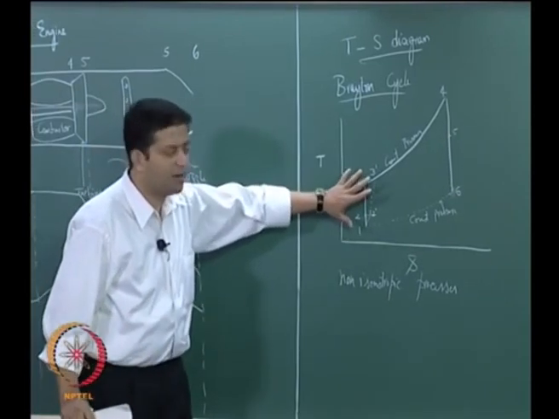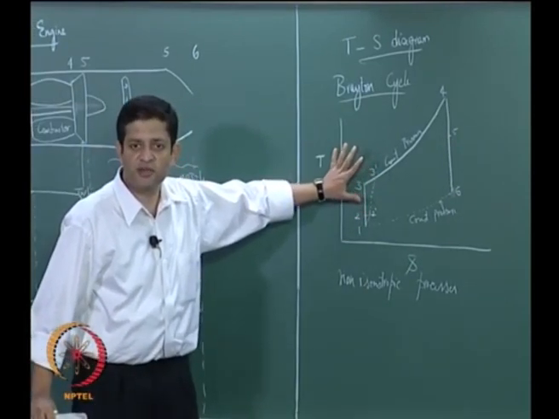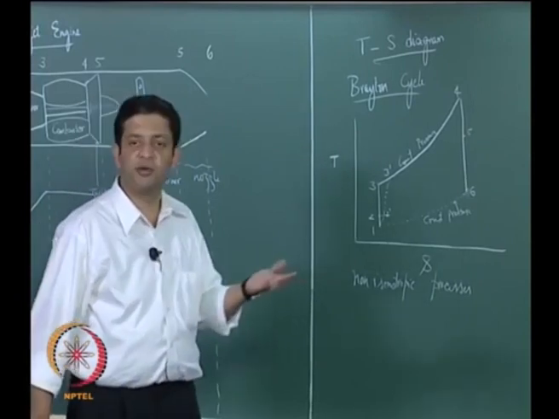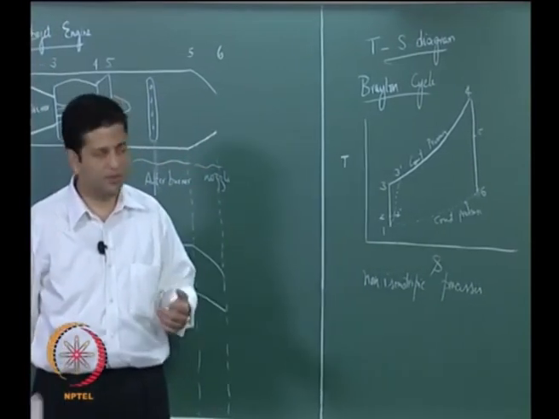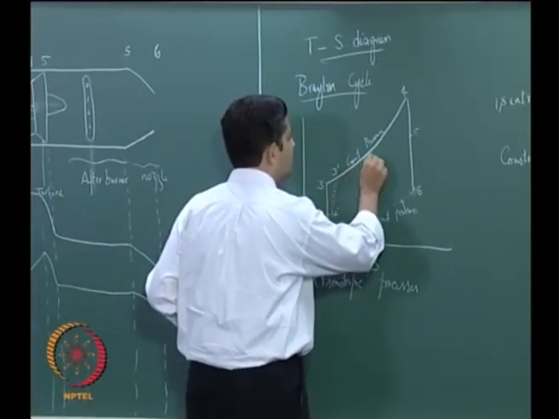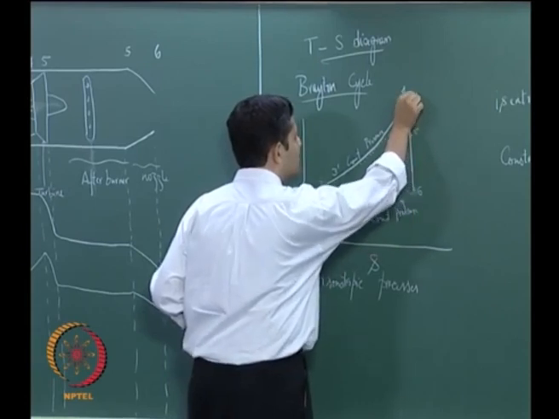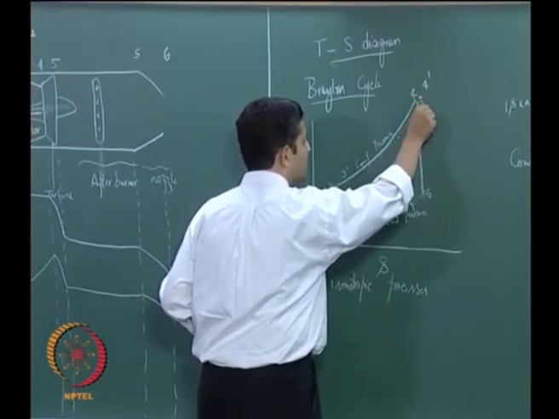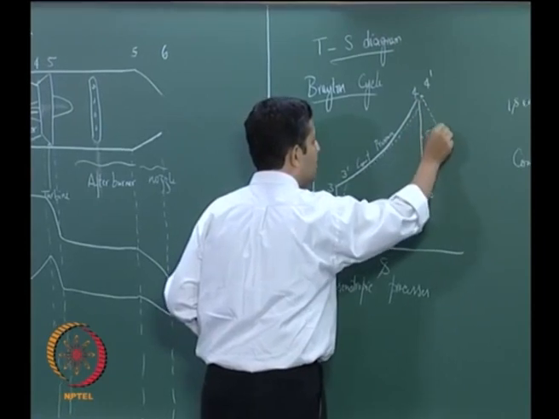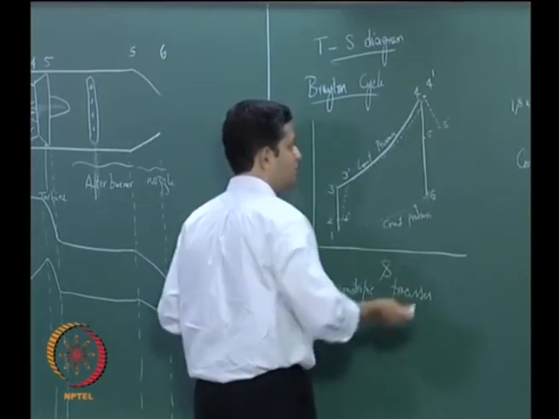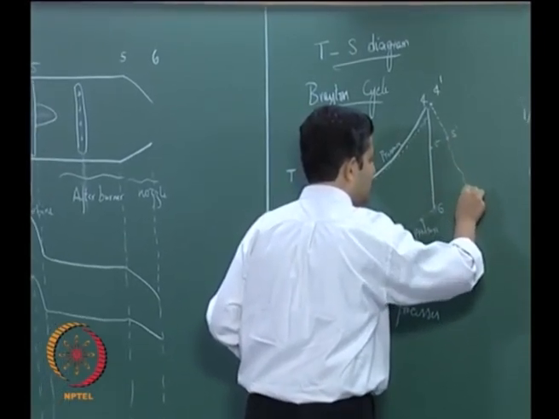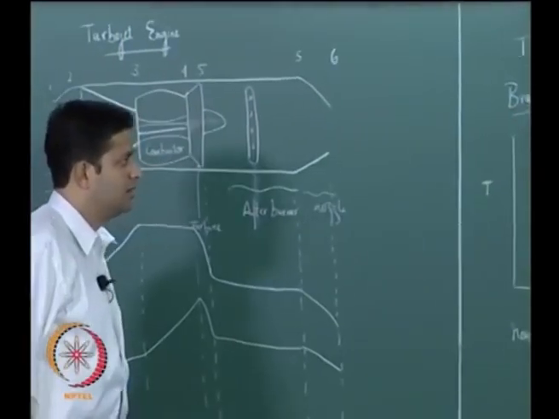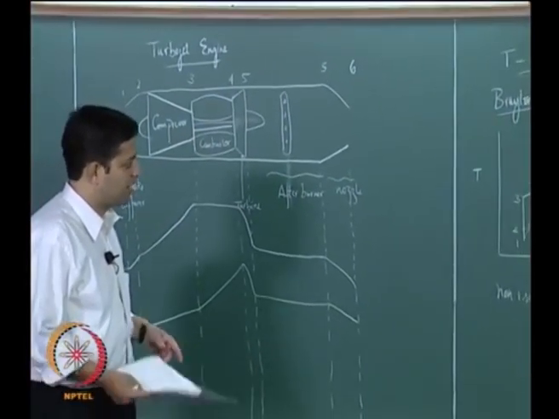What happens in the combustor? Is the process a constant pressure process? If you are adding heat in the combustor, there is something known as a Rayleigh process wherein the pressure drops, okay. So you will get something like this, 4 dash, and then expansion is again non-isentropic. So 6 dash. This is the typical TS diagram for an actual cycle also.